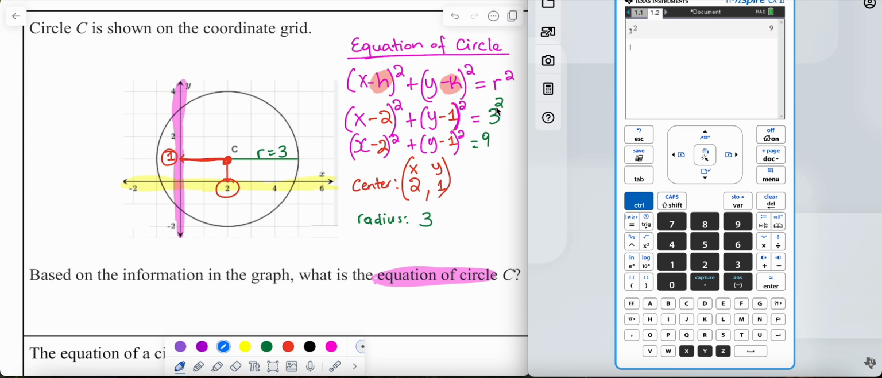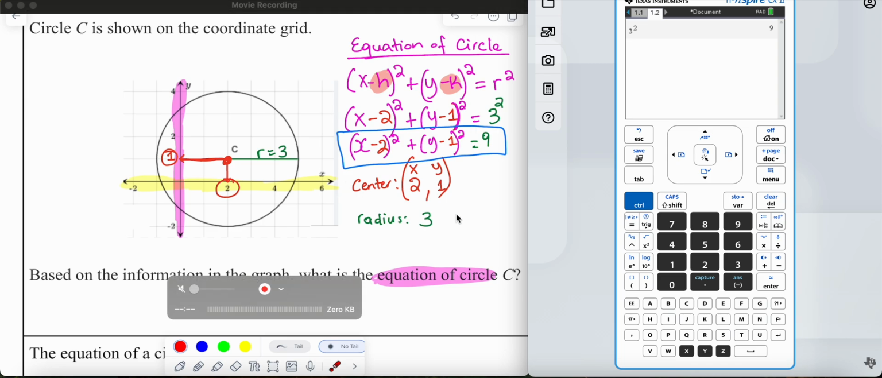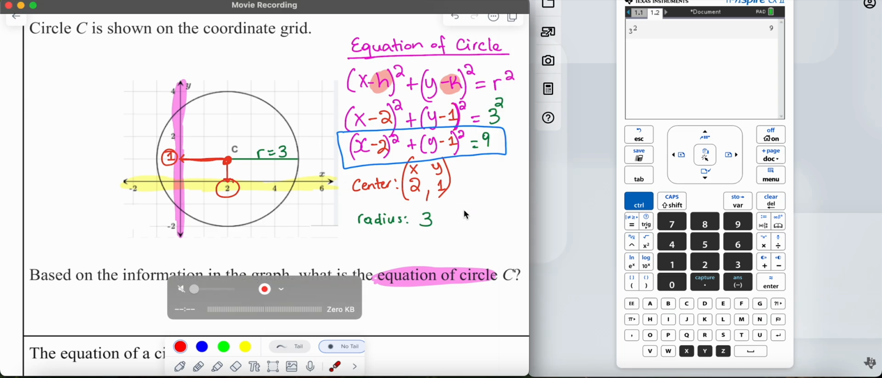This is the equation of the circle. We are finished. So remember, if the center, if this is positive, you're going to write negative. If it is negative, you put positive. It's always the opposite. That's it. All right? So we have one more to do.